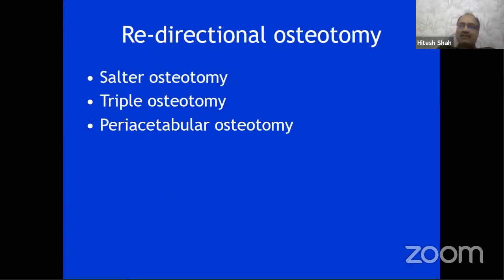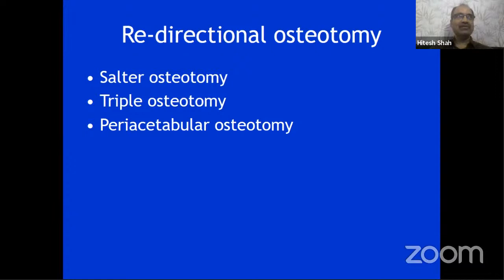The Salter, triple, and periacetabular osteotomy. What is the difference between Salter, triple, and periacetabular osteotomy? Salter osteotomy is a cut in the innominate bone at one level. Double and triple mean cutting the pelvis at 2 levels or 3 levels. 3 levels means ilium, ischium, and pubis. And what is a periacetabular osteotomy? Rather than cutting fully through the ilium, ischium, and pubis, we do an incomplete osteotomy of the ilium and cut around the acetabulum. But all three are reorientation osteotomies.